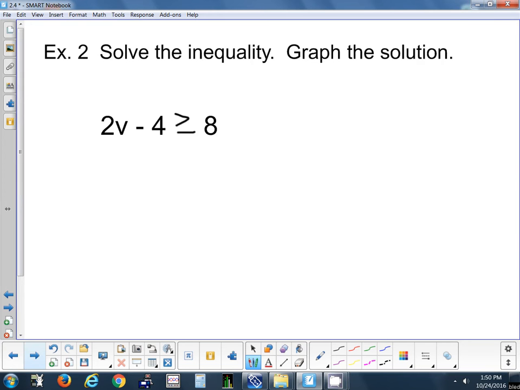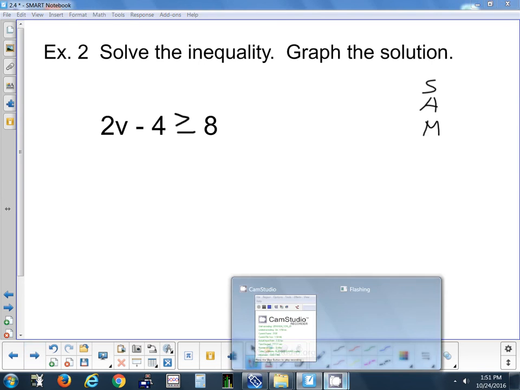Okay, why don't you guys take a few minutes and try that one on your own. It's another 2-step problem. If you get stuck, think of those steps. So try to solve it, and then if you finish that, try to graph it too. I'll walk around and see how you guys are doing.